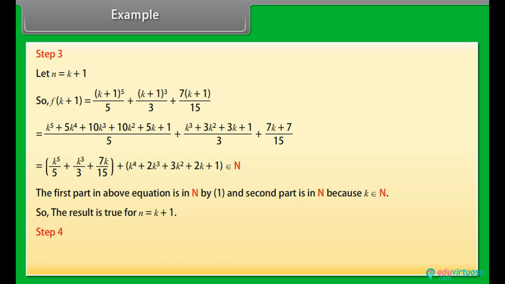Step 4. By the principle of mathematical induction, n^5/5 plus n^3/3 plus 7n/15 belongs to N for all n belongs to N.